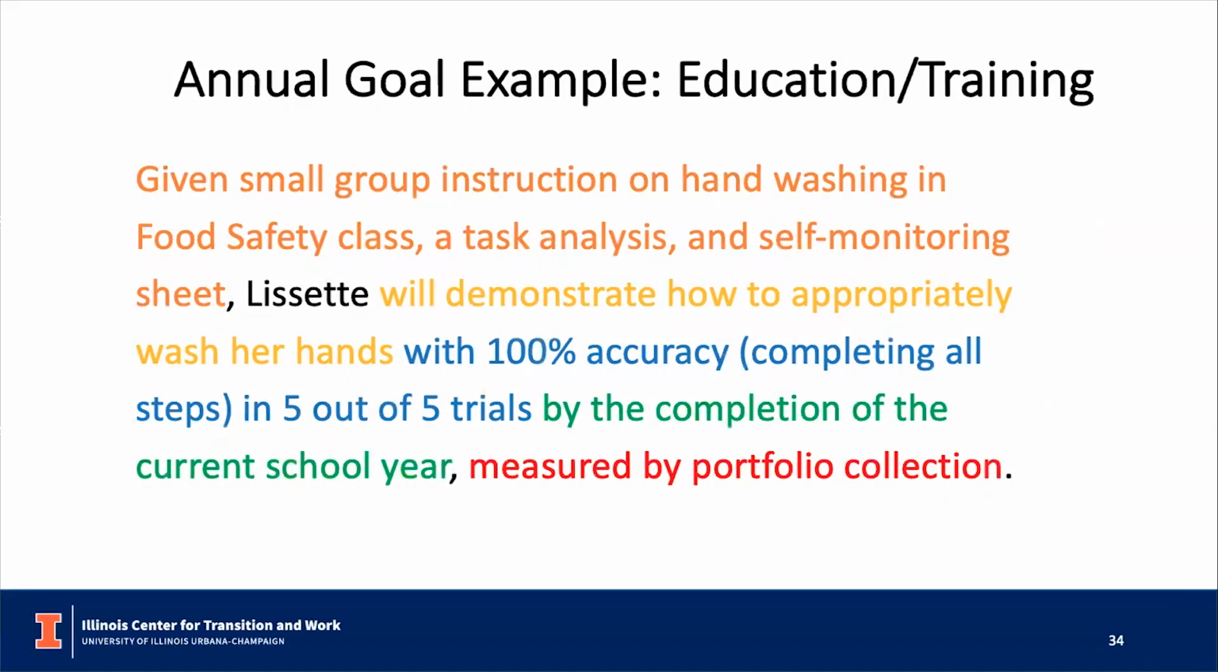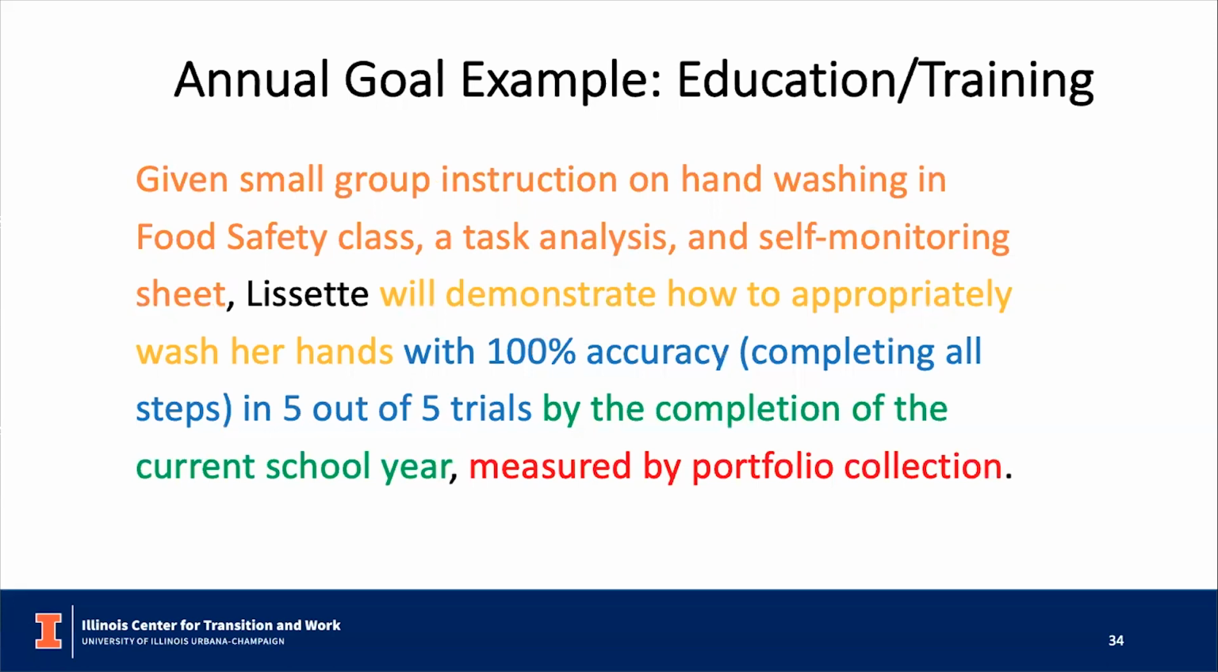Okay, now annual goal, thinking about the education/training for Lissette, given small group instruction on hand washing in food safety class, a task analysis, and self-monitoring sheet. So she's in food safety class. She's going to use a task analysis and a self-monitoring sheet. Lissette will demonstrate how to appropriately wash her hands with 100% accuracy, completing all steps in 5 out of 5 trials by the completion of the current school year, measured by portfolio collection.